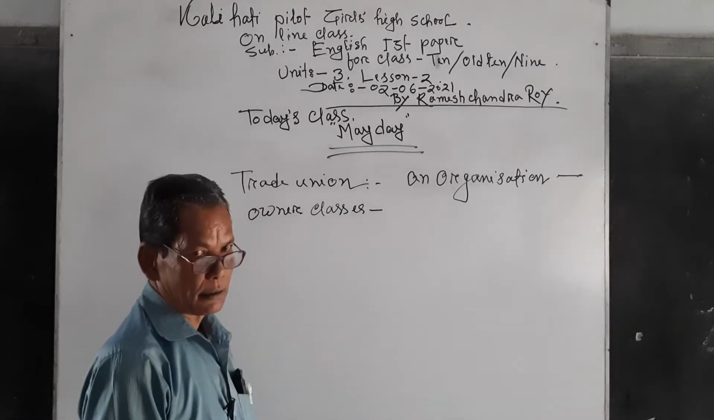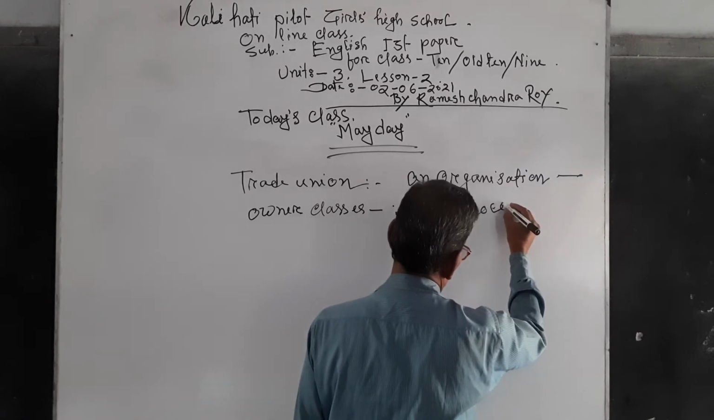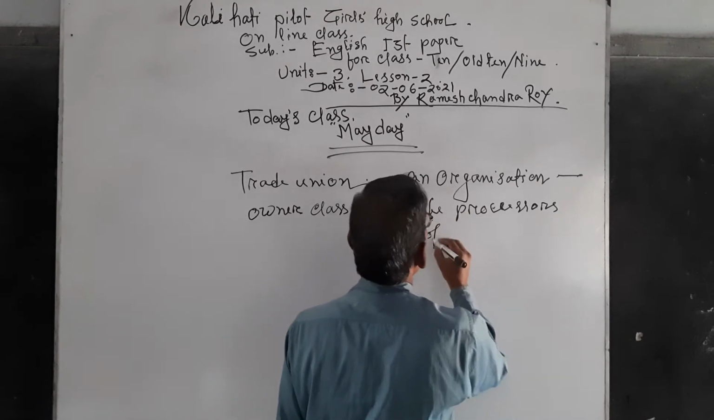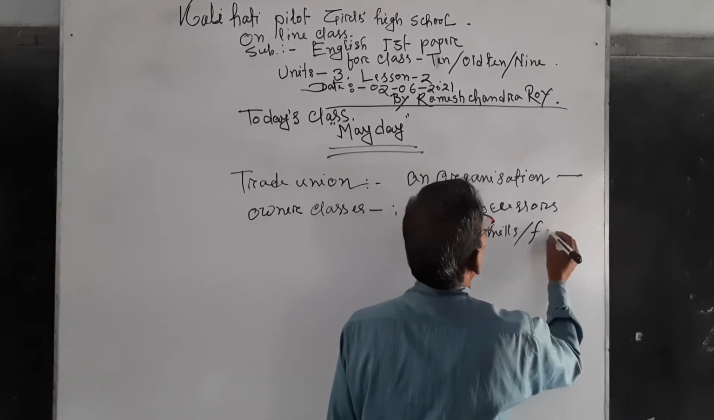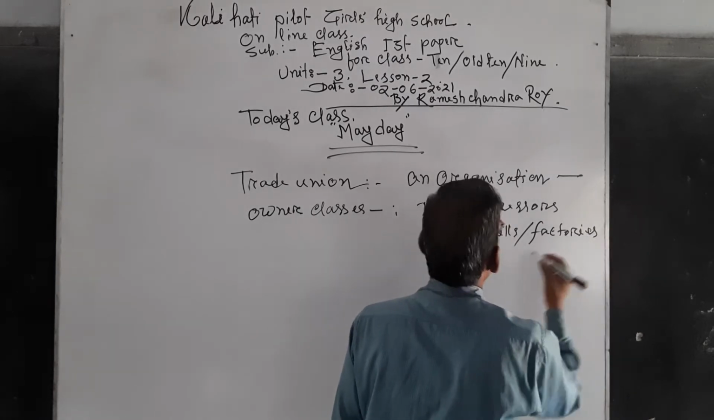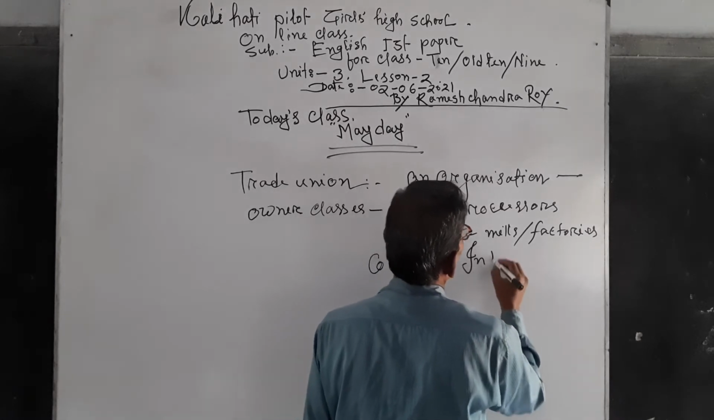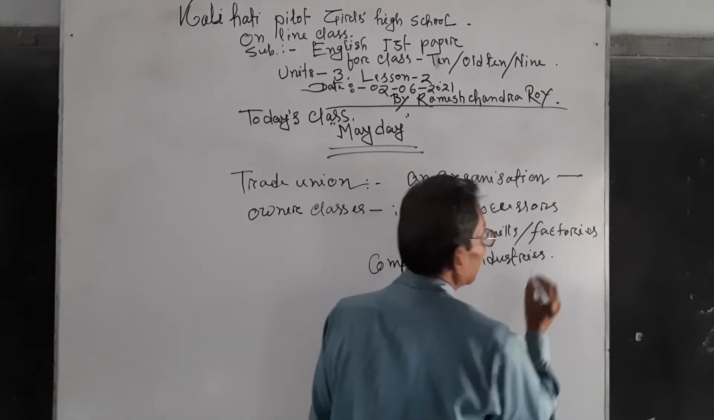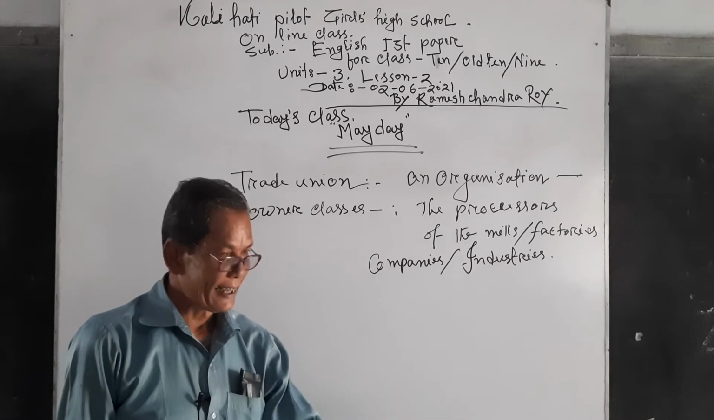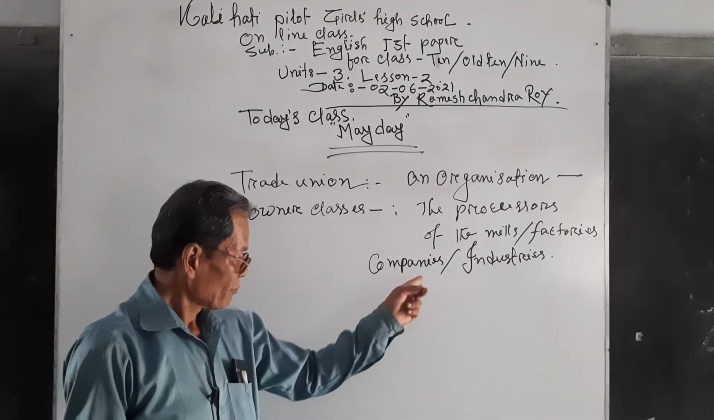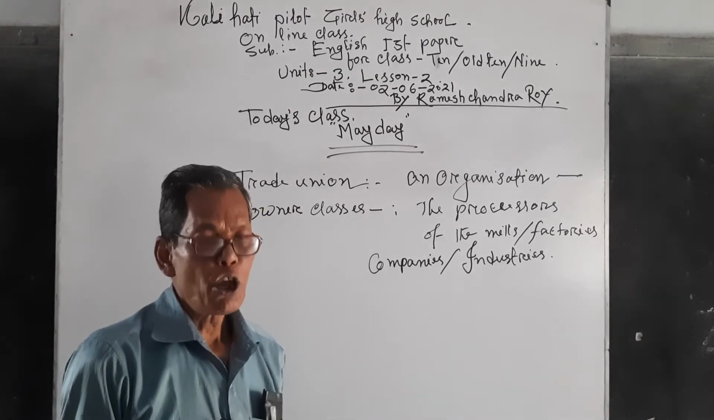And the owner class are the proprietors of the mills, factories, companies and industries. The workers or laborers work in the mills, factories, companies and industries. And the owners and proprietors give them salary and wages for their work, okay?